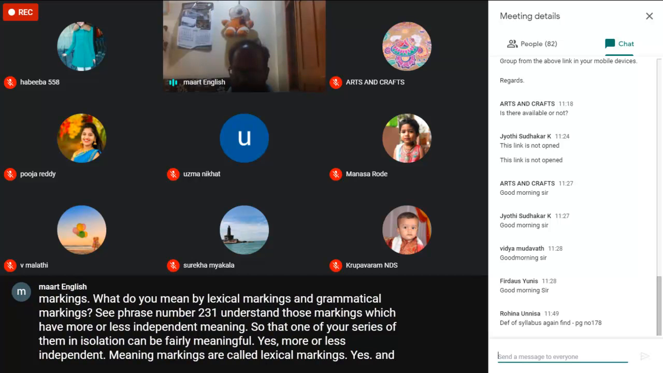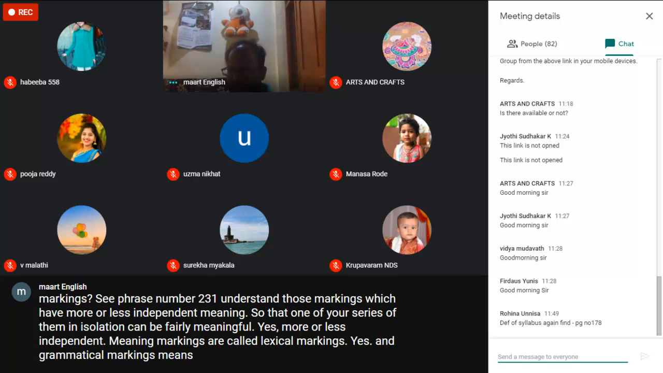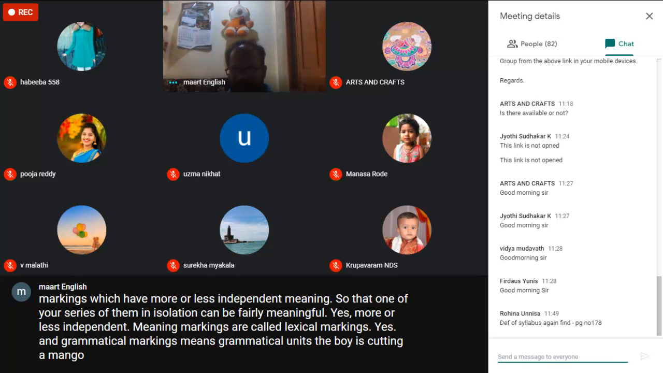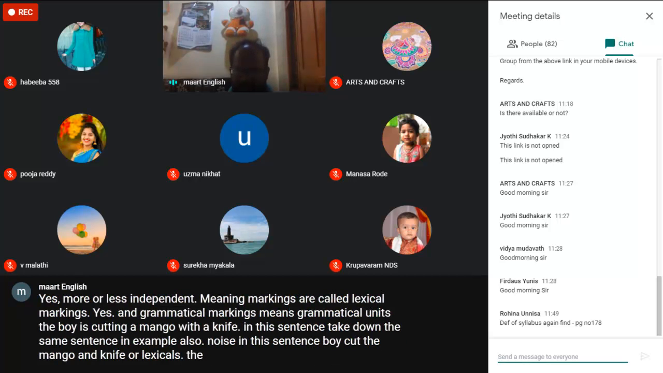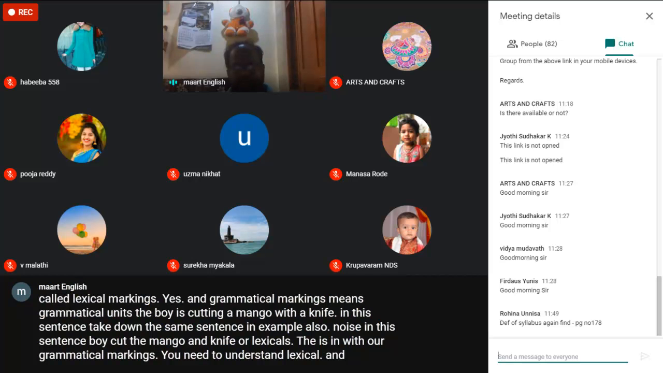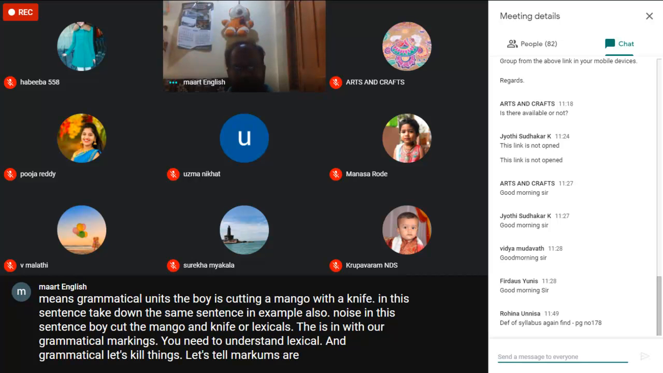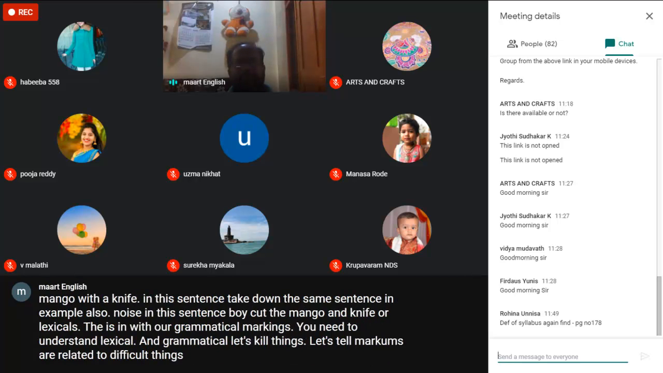And grammatical morphemes means grammatical units. The boy is cutting a mango with a knife. Take down the same sentence as an example also. In this sentence, boy, cut, mango and knife are lexical. The, is, in, with are grammatical markers. You need to understand lexical and grammatical. Lexical morphemes are related to lexical things. Grammatical morphemes focus on grammar aspects.